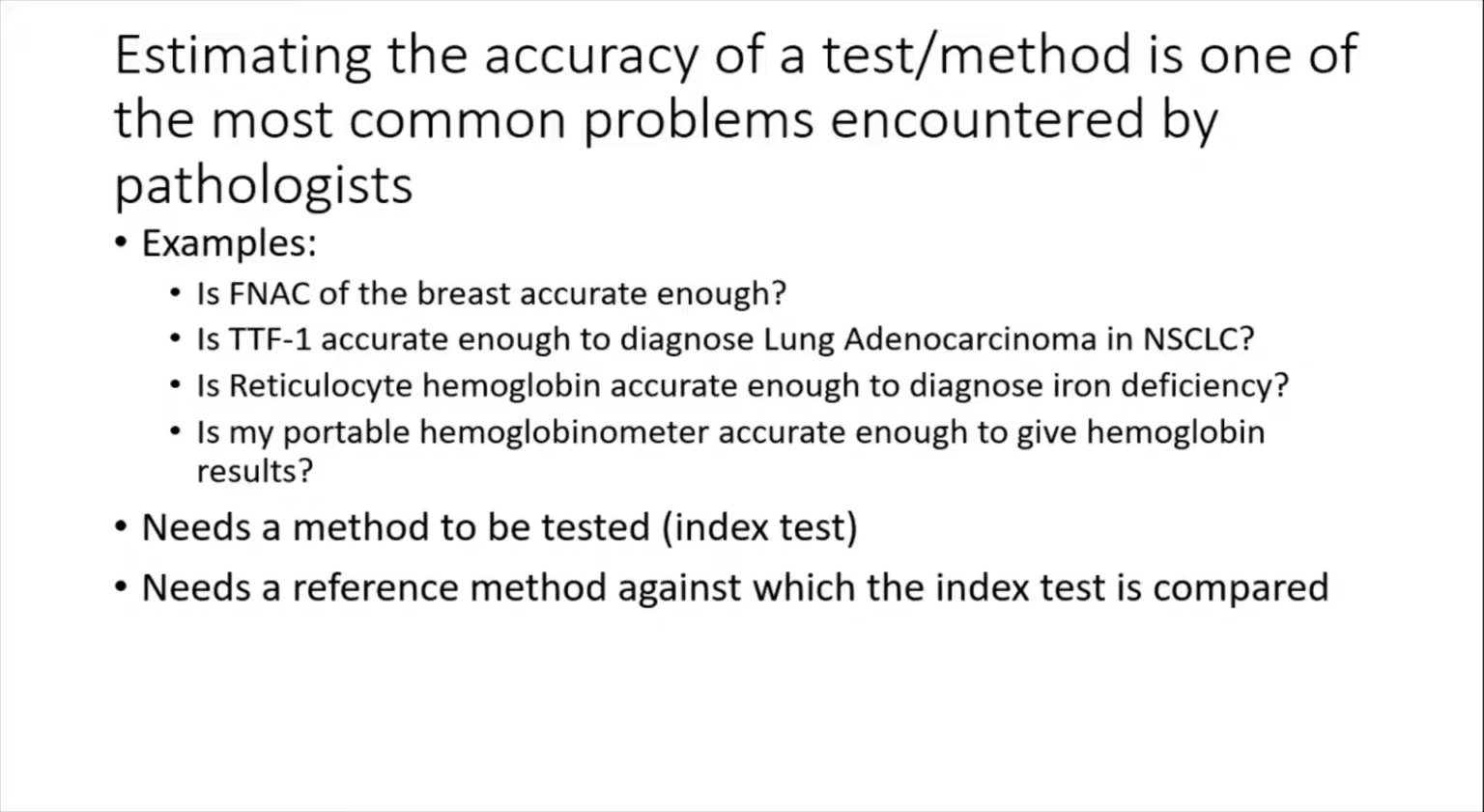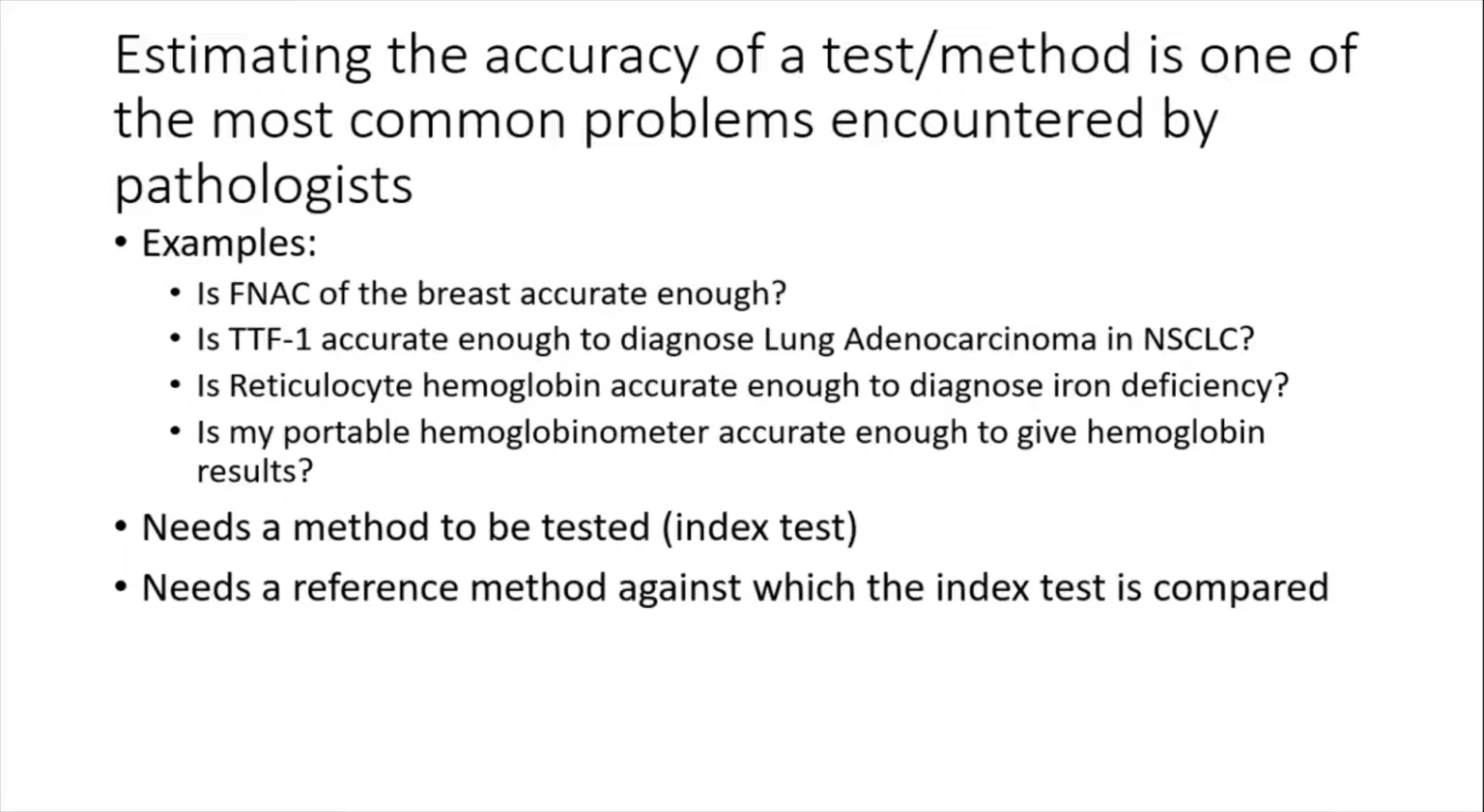For example, is FNAC of the breast or any other tissue, lymph node, thyroid, salivary gland, lung, is FNAC accurate enough? Are our reports accurate enough? Or is a certain immunohistochemical marker accurate enough to diagnose a certain disease? For example, is TTF1 accurate enough to diagnose lung adenocarcinoma in non-small cell lung cancers?